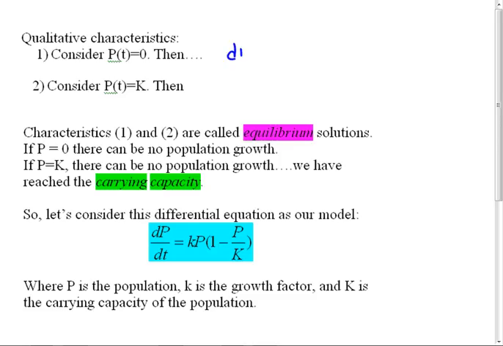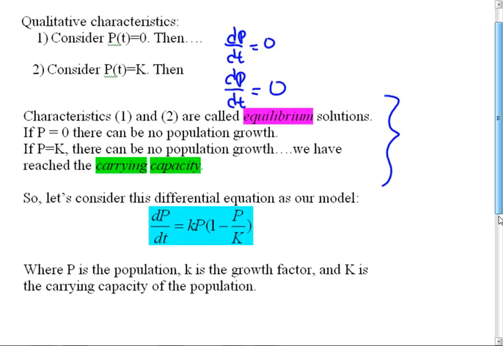See, I already did this. dP/dt is 0, and dP/dt is 0. Okay, talk about equilibrium. It's the next page. And I talked about carrying capacity, and that's your model. That's it.